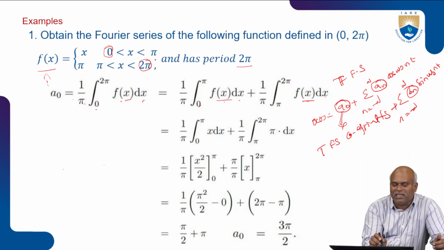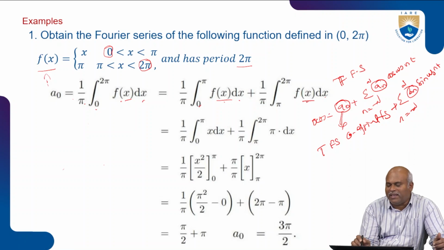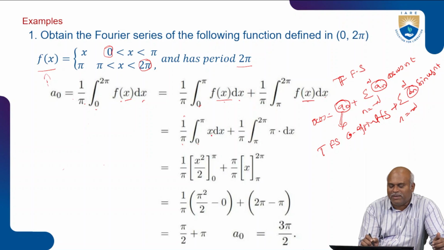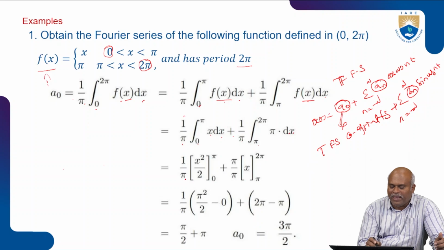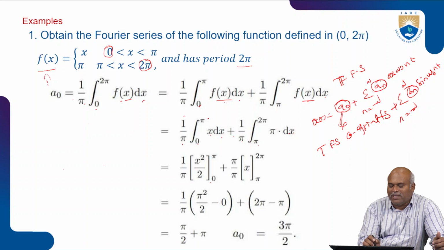Now this interval, 0 to pi, is represented as x, we write it here. Pi to 2 pi, we write it here. So 1 by pi integration of 0 to pi of x dx, plus 1 by pi integration of pi to 2 pi of dx we write. Now 1 by pi is a constant. The integration of x dx is x square by 2, over the interval 0 to pi.